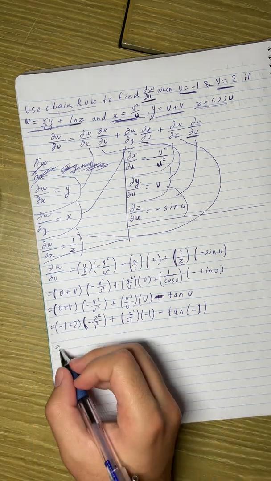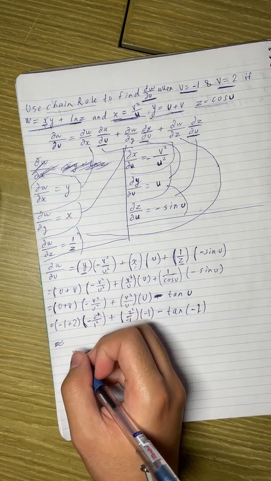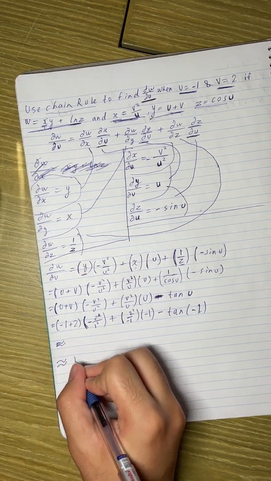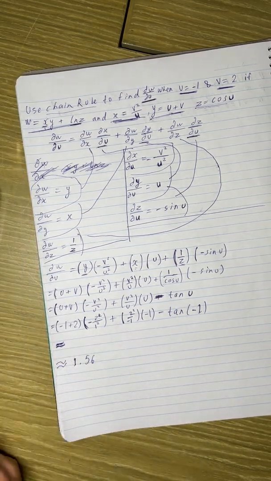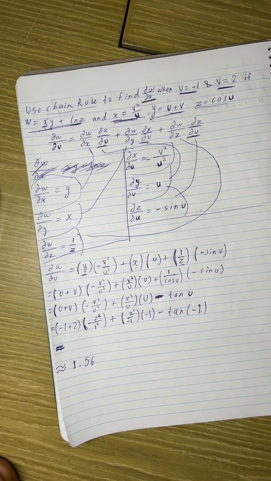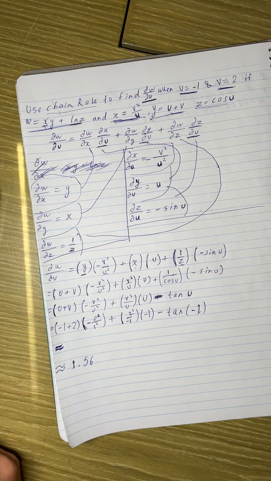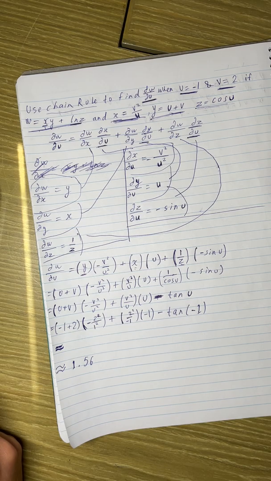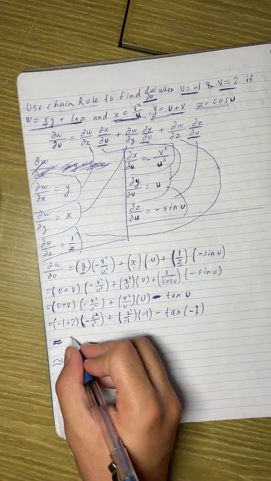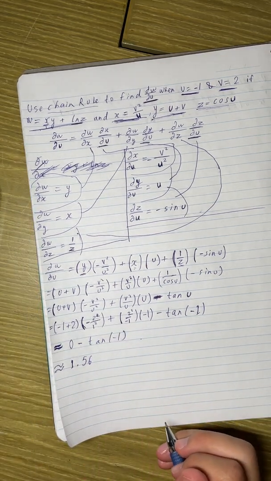And that will be a rough answer. We could put the rough answer here, 1.56. And that is how you solve partial differentiation.